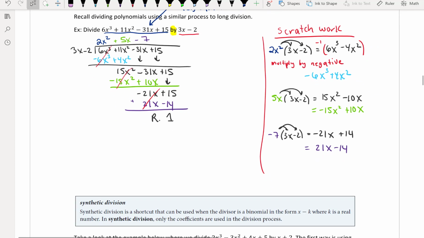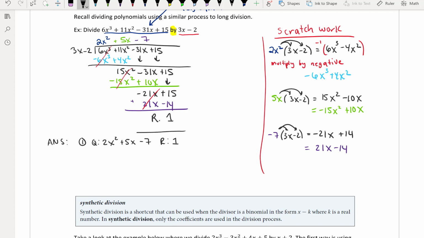So I can say that my answer, and I can write it two different ways. The first way I can write it is the quotient is 2x squared plus 5x minus 7, and my remainder is 1. So that's one way of writing it, the quotient and the remainder. The second way you can write it is as if it's a fraction.